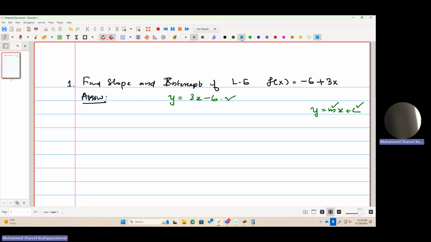So let's compare this equation and this equation. y = mx + c. Here, what is the m? Slope is 3. Finish. Yes, students, slope is 3. Now you need the intercepts.